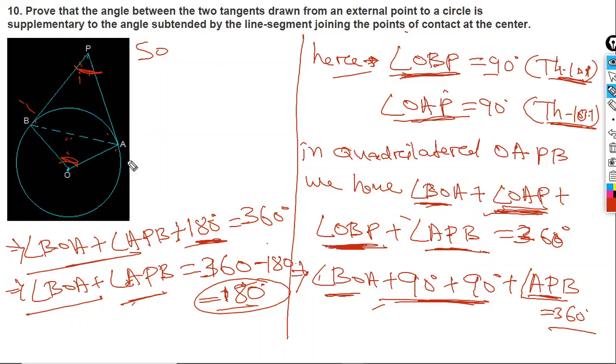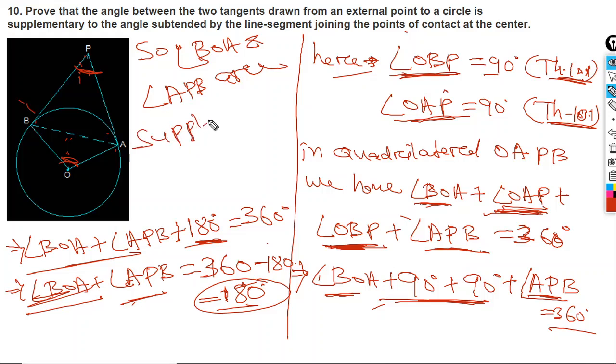Therefore you can write, so these two angles are supplementary. So angle BOA and angle APB are supplementary.